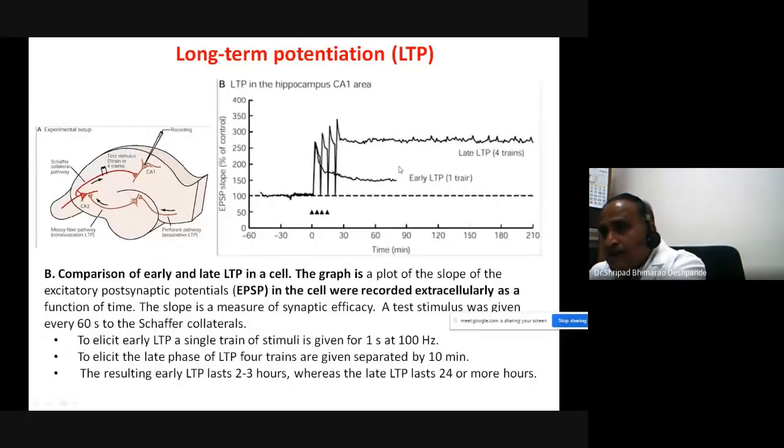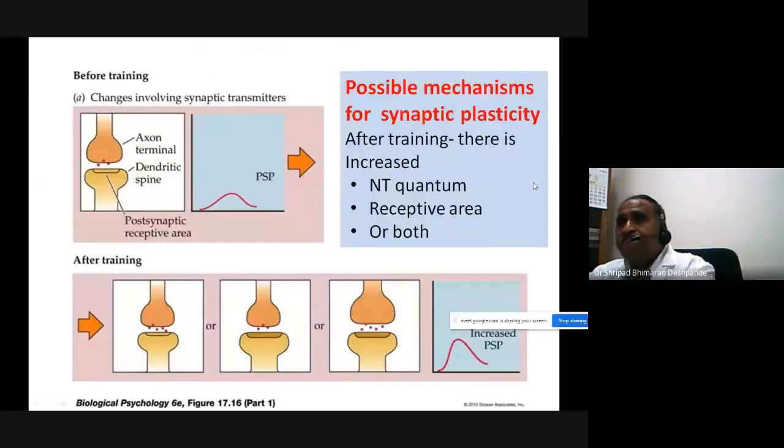Now, what is that LTP? This is where I am coming back to: the possible mechanism of synaptic plasticity, or LTP. That LTP results in changes in the next neuron with which it makes contact. So now I will read out these possible mechanisms of synaptic plasticity: increased neurotransmitter quantum, increased receptive area, or both. Let us see what happens.